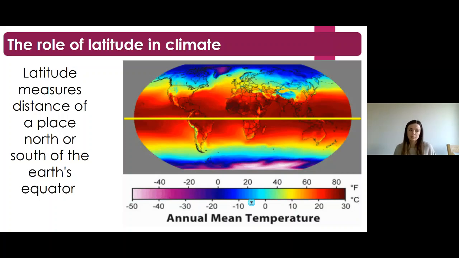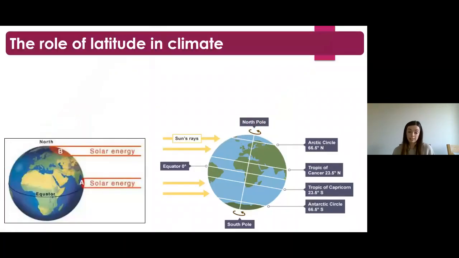Now, this is some sort of heat map where the darker the red, the warmer the temperature. Now, as you can see, the warmer temperatures are found along the equator. And the further you go away from the equator, so the higher in latitude you go, the colder the temperature gets. So why? Here we have a diagram.